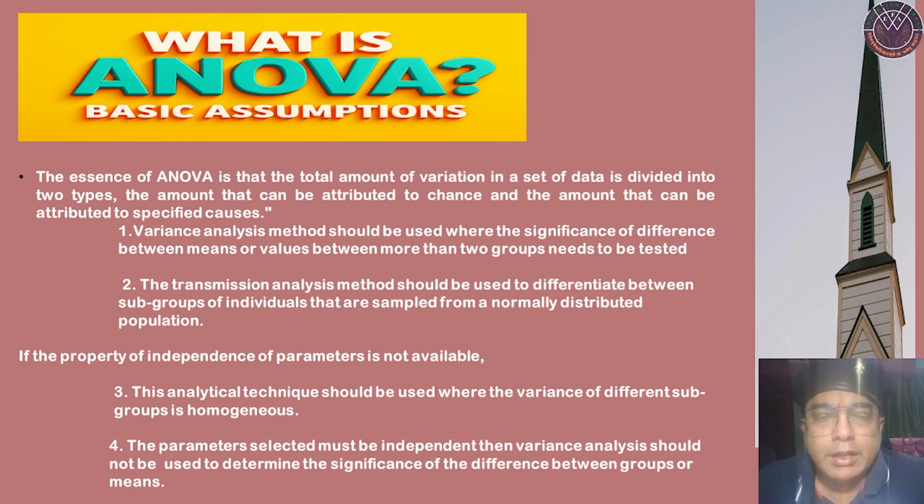The analysis method should be used to differentiate between subgroups of individuals that are sampled from a normal distribution. So normal distribution is a must whenever you are performing ANOVA. Whatever set of variables you want to compare, suppose achievement test score, suppose interest score, that should be normally distributed. This technique should be used where the variance of different subgroups is homogeneous. So if more than 2 groups are there, similar variance should be there. The parameters selected must be independent.